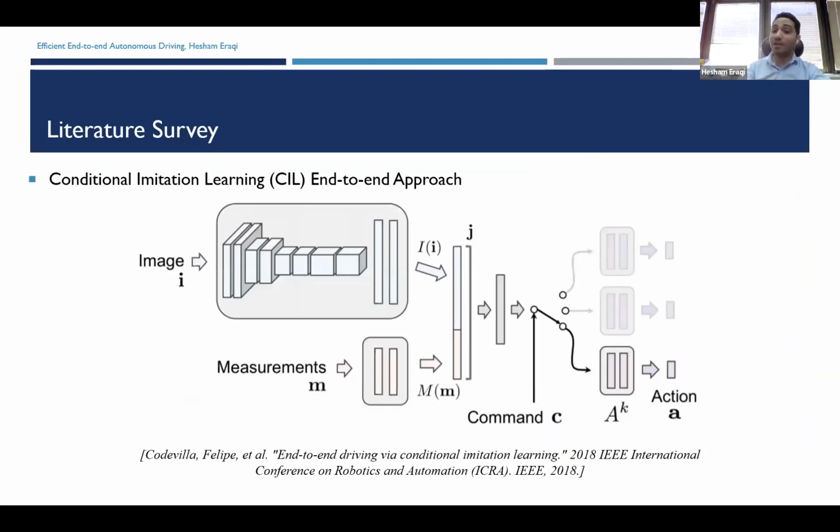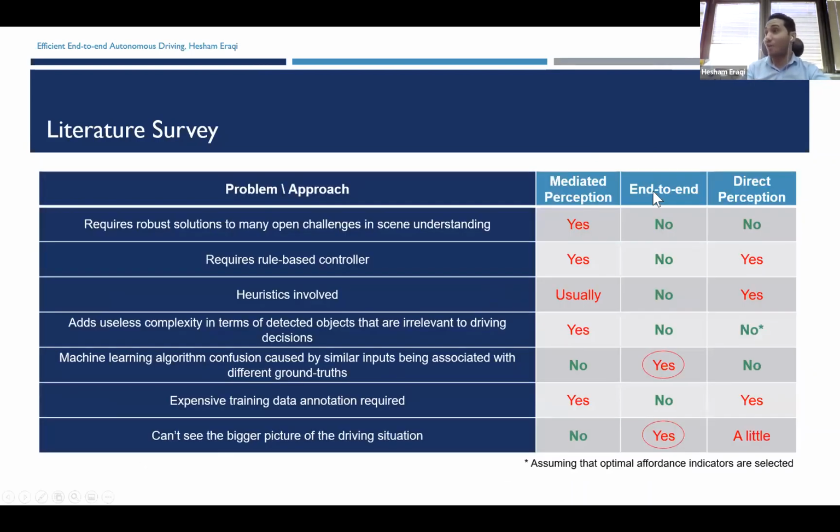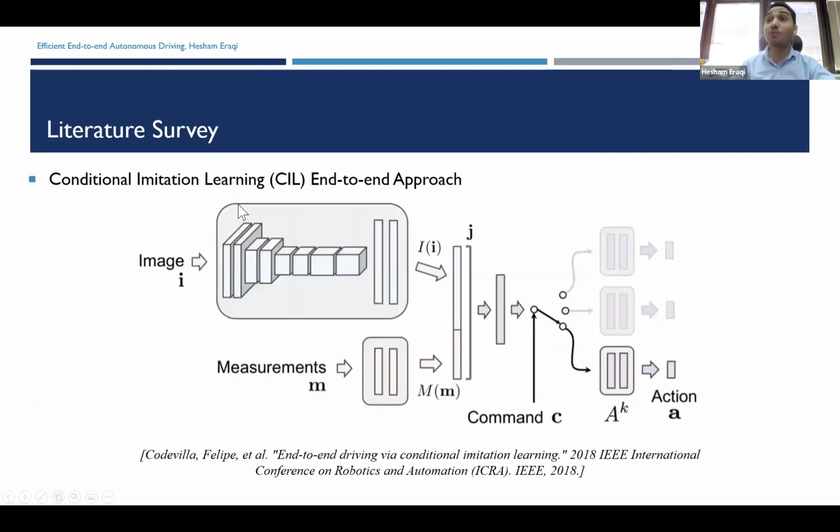And more recently, one of the main disadvantages of the end-to-end approach, not being able to see the bigger picture of the situation, and the machine learning algorithm confusion problems that we discussed, were solved by the conditional imitation learning approach that was proposed by Intel, which made the end-to-end approach even more promising.